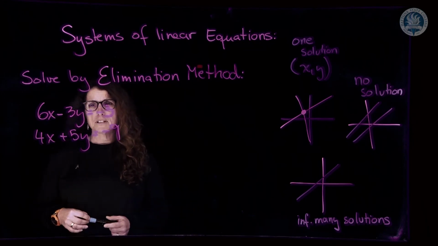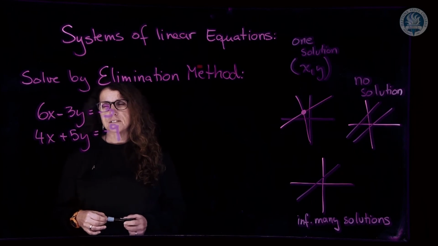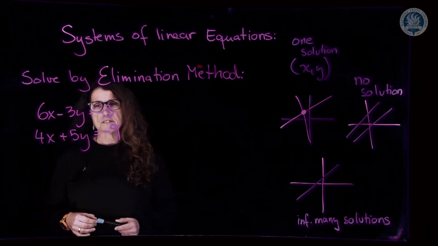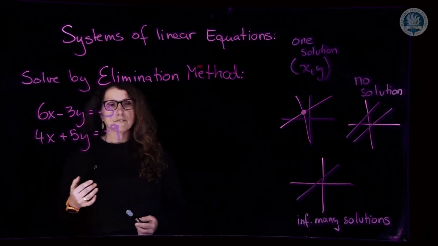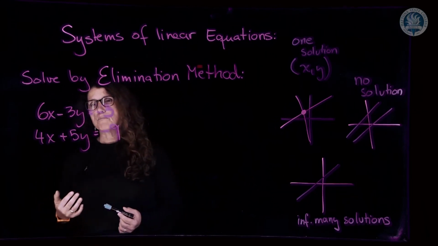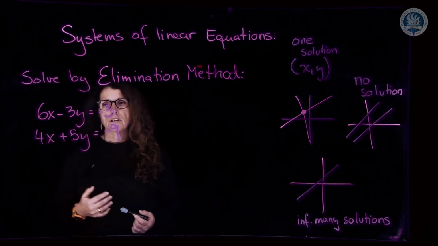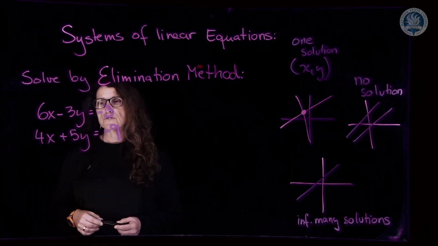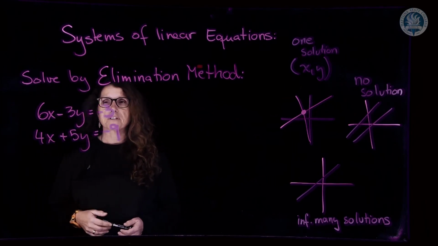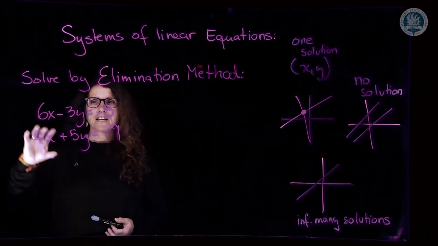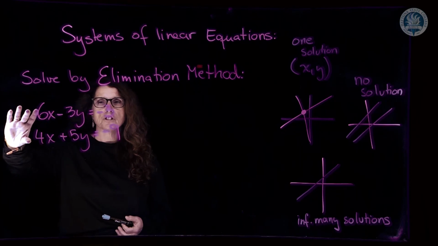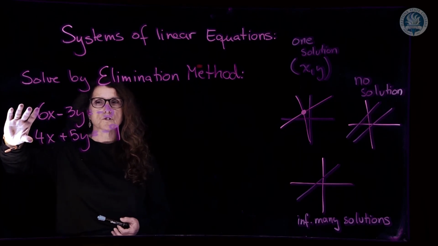When I say eliminate, what that means is we have to have opposites. So in order to get rid of a variable, we either have to have a plus 3x and a minus 3x. Neither one of those two equations is set up so that we can just eliminate. What that means for us is that we have to change the equations first.